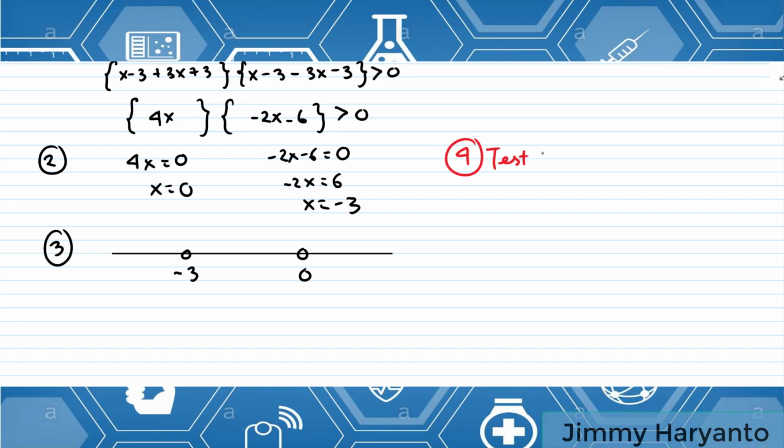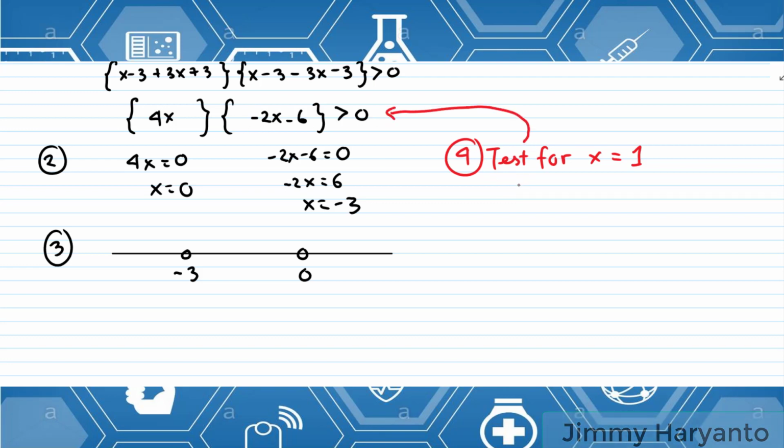Test for x equals 0. Now we cannot use 0, since 0 is already on the dot. So we cannot use 0. Use another number, maybe 1. Do not use a large number, it will be hard. Use a small number. Where to test it?